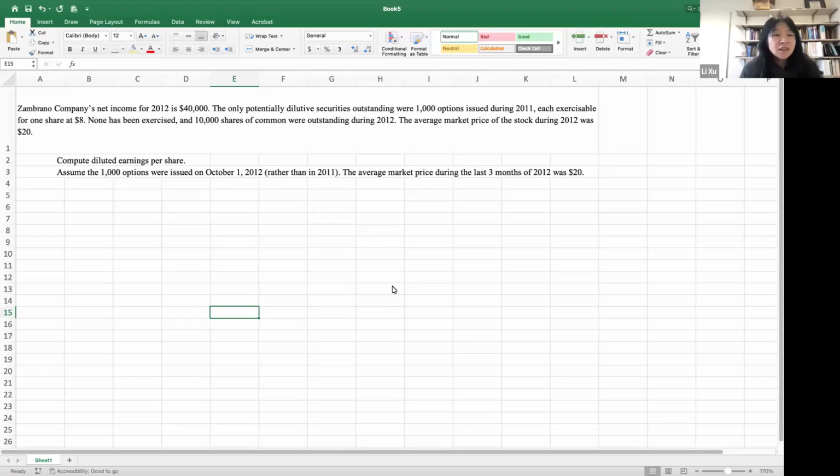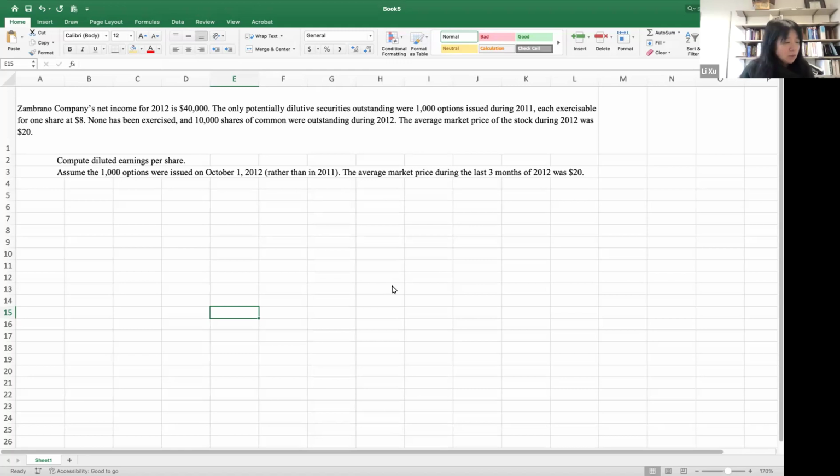Now, this example is going to show you how to calculate diluted earnings per share when we have options. This is an example I took from the study notes. For this company, the net income is 40,000, and they have 1,000 options issued and outstanding. The exercise price is $8 per share. At the same time, there are 10,000 shares of common stock. The average price for the stock was $20 per share for the year.